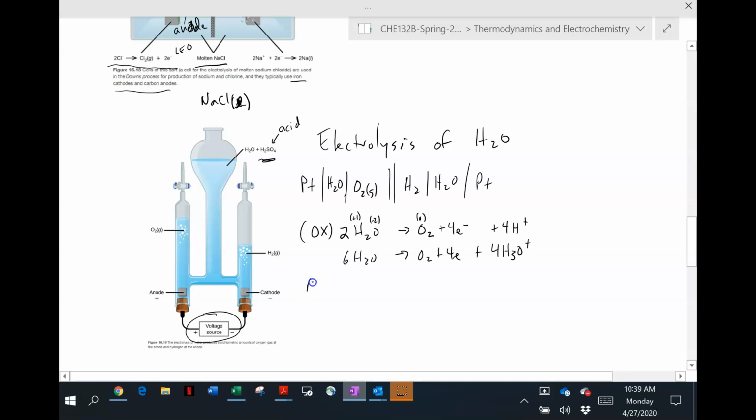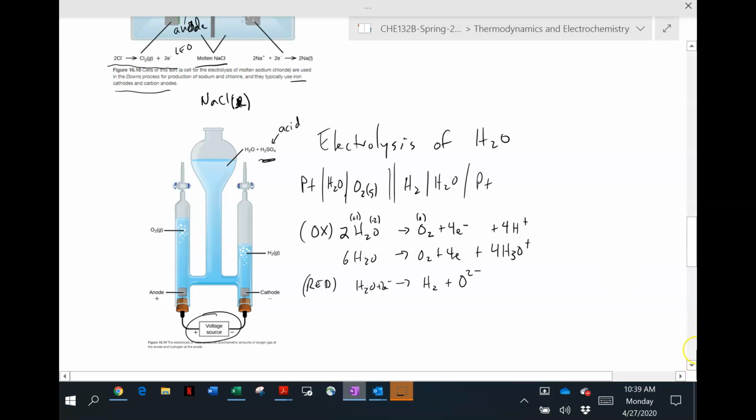On the reduction side, we have H2O now going to give us hydrogen gas, and that's going to give us, I'm going to assume, O2 minus there, so we're going to be picking up 2 electrons to make that process go. So that's what I think is going on in those half reactions.